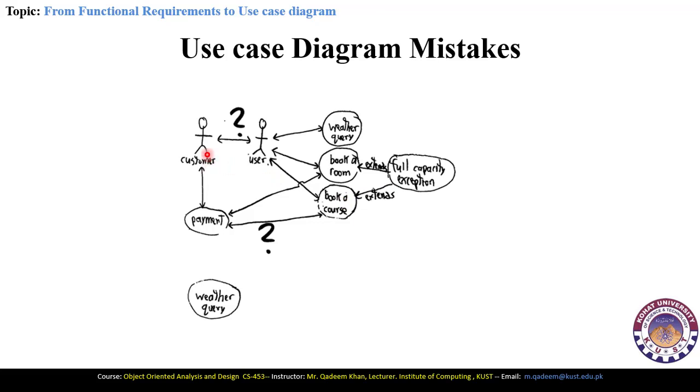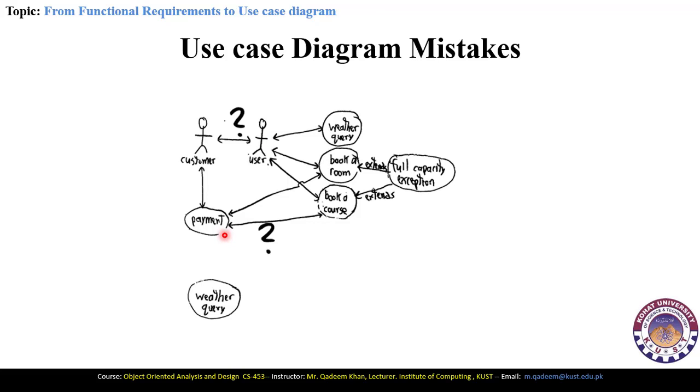Also, you can see that the customer is interacting with the payment. Also, the customer, which is an actor, is interacting with another actor. That means that one actor in the use case diagram cannot interact with another actor. In a use case diagram, an actor can interact with certain use cases, that is right, but an actor cannot interact with another actor. So that is wrong here.